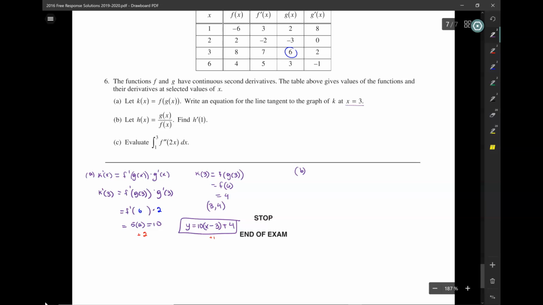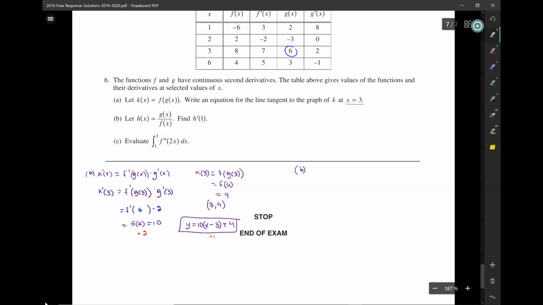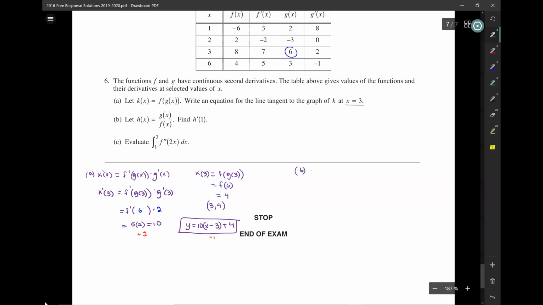Let h of x be g over f. What's h prime of 1? Okay, product, quotient rule, right? So h prime of x equals, okay, so remember low d high, take high d low. I just like to do the multiplication first. Low d high, take high d low, cross the line and square the low.